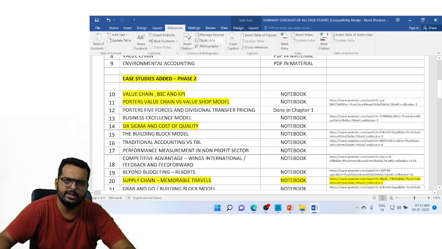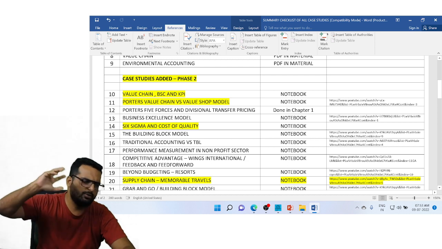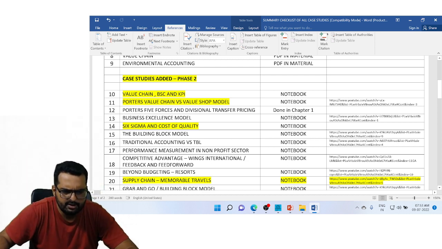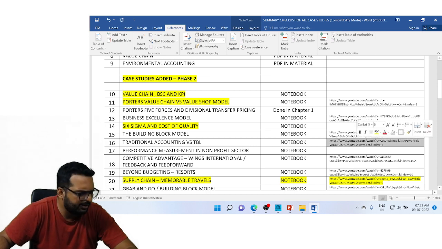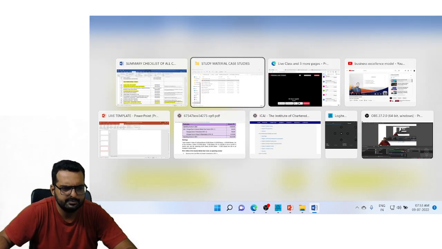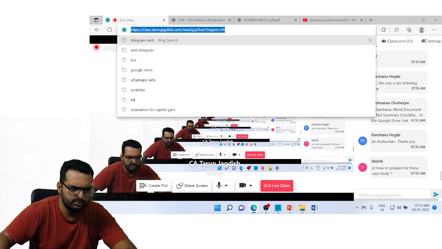Am I right? I think I gave you a question where there were some backward areas, etc. Triple bottom line also, it's done. Deepa, I'll come back to you. I'll just show you first whatever is covered, what is not covered.